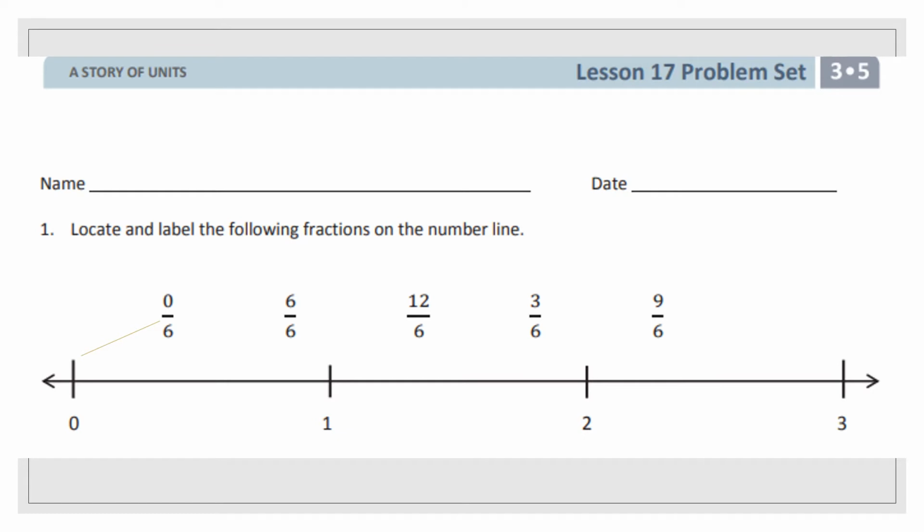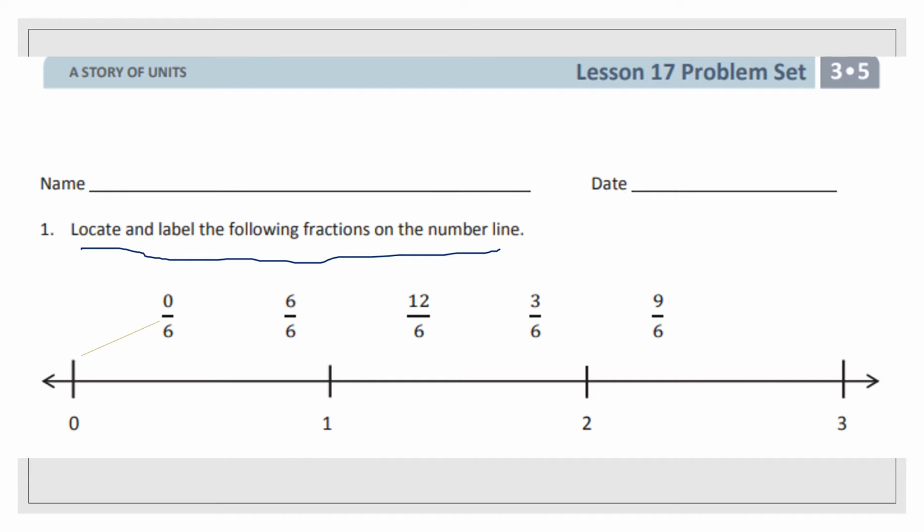So for this first problem, you can see I did the first part for us. We have to locate and label the following fractions on the number line. You can either rewrite the numbers if you're doing this on paper, or if you're doing it on a computer like I did, you can drag the number to where it would be, so you have to make that line, or you can rewrite the number over there.